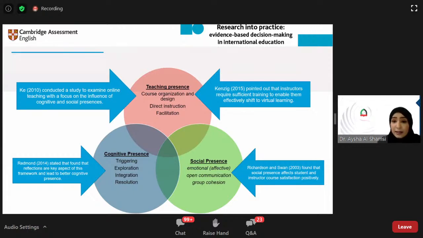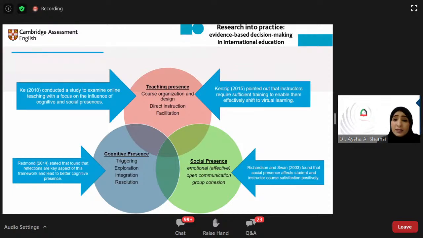And the design: there should be easy access for the students to find materials, the design of the tasks and the assessment. There should be direct instruction, such as summaries, presentations, and there should be facilitation of discourse, such as setting the climate and reinforcing the students' contributions during the session.